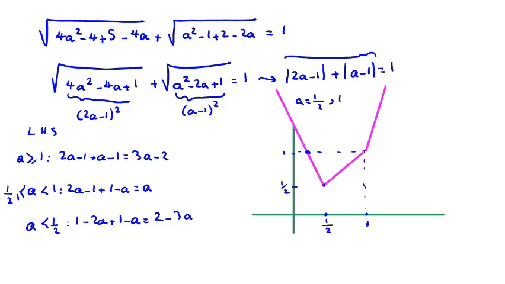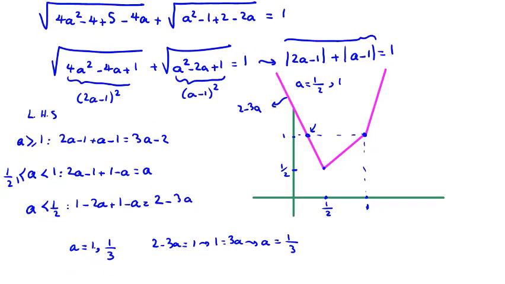So we have 2 points that are equal to 1. So a can be 1 or this one. The equation of this is 2 minus 3a. So 2 minus 3a equal to 1, this intersection. So 2 minus 1 is 1, take it to the right side, 3a, so a is 1 over 3. So we find 1 and 1 over 3 for a.